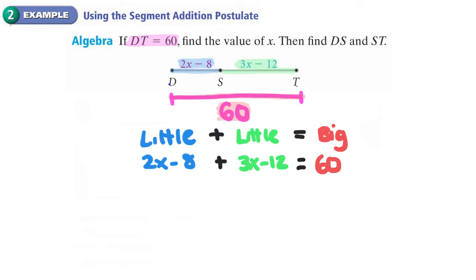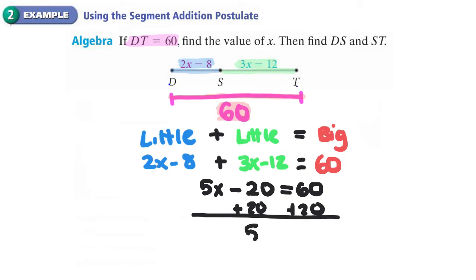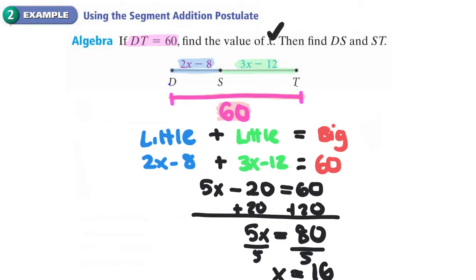Now we just have to solve like we would a regular equation. First I would combine my like terms, so I would get 5x minus 20 equals 60. I would add 20 to both sides, so you would have 5x equals 80, and then divide by 5 to get x equals 16. This answers the first part of the problem.